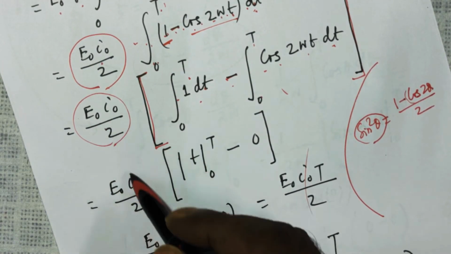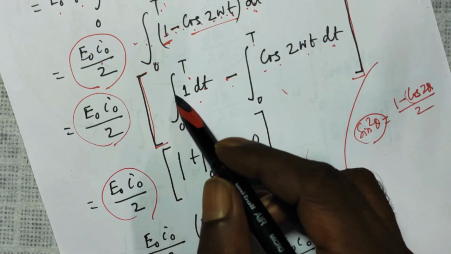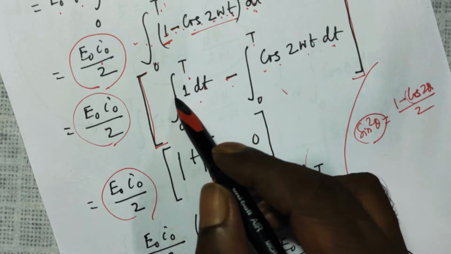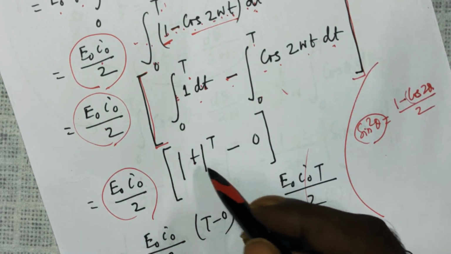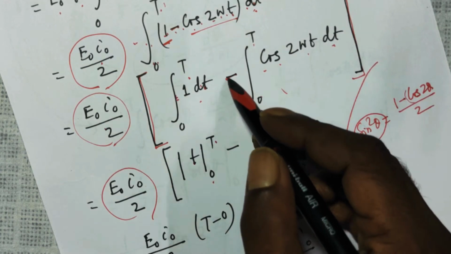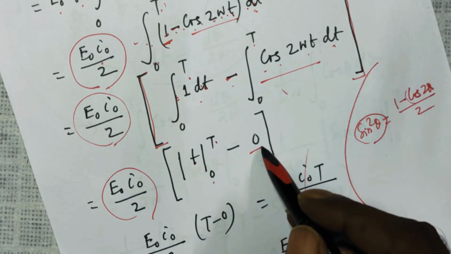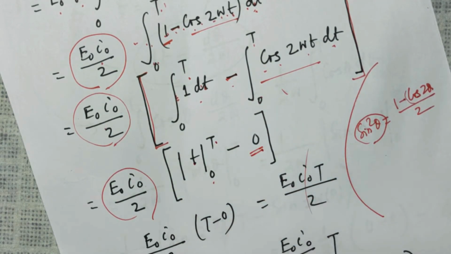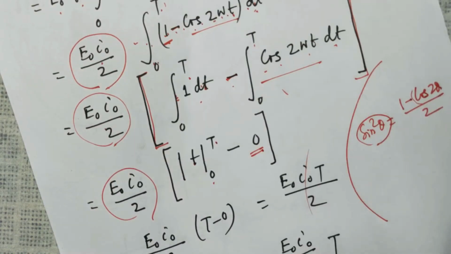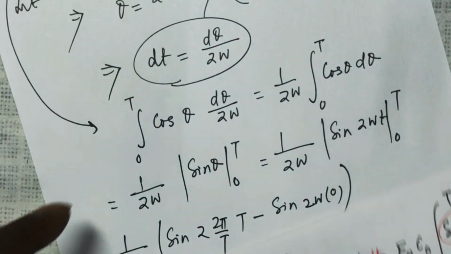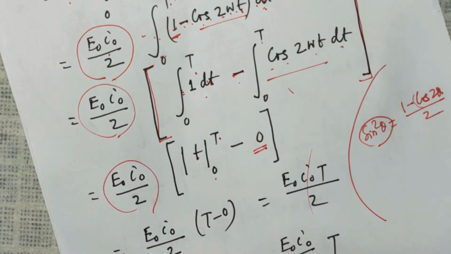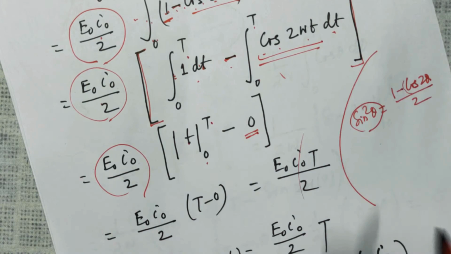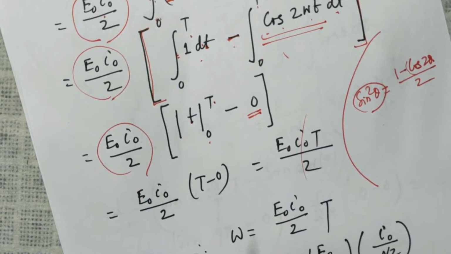Now, E naught I naught over 2, integration of 1 into dt is dt, integration of dt is t, its value from 0 to capital T, minus this factor comes out to be 0. How it is 0? I have explained you before. I will explain it again at the end of this lecture here. So, let us assume this is 0, but I will discuss.